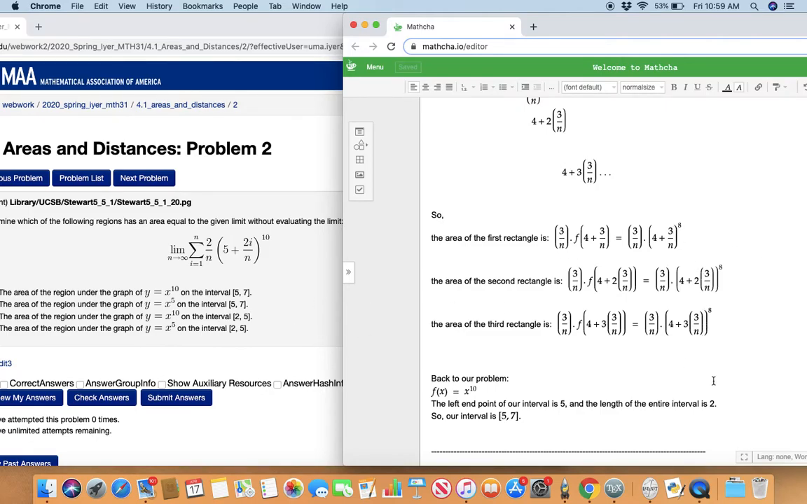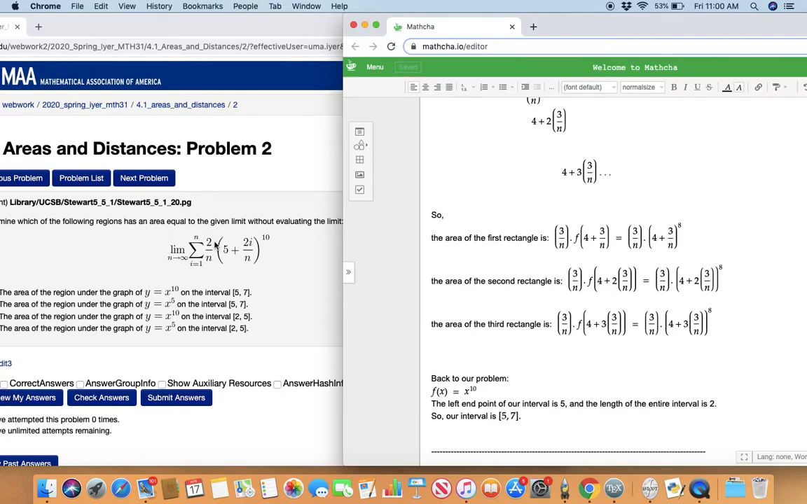Going back to our problem, 2 over n is going to be the width. Look at the similarity. 2 over n is the width. Power 10 is the function. So I have two options where power 10 is the function. This is an option. This is an option. It's not power 5. It's power 10.